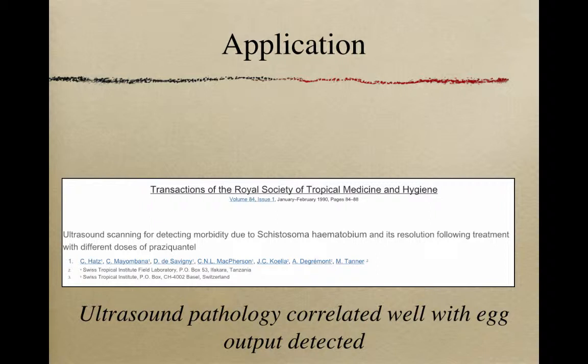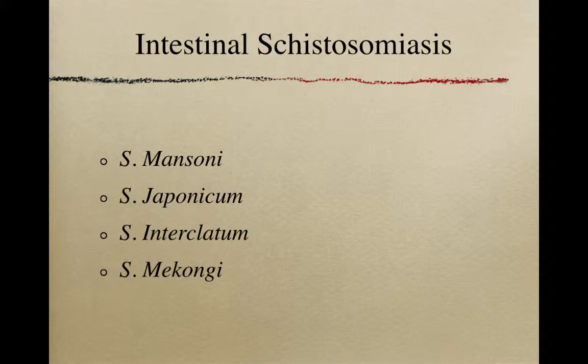As I mentioned before, intestinal schistosomiasis has 4 main species. We're mostly going to be focusing on 2 of them, Mansoni and Japonicum. And while they do have some different ultrasound characteristics, we're really going to focus on mostly their similarities.